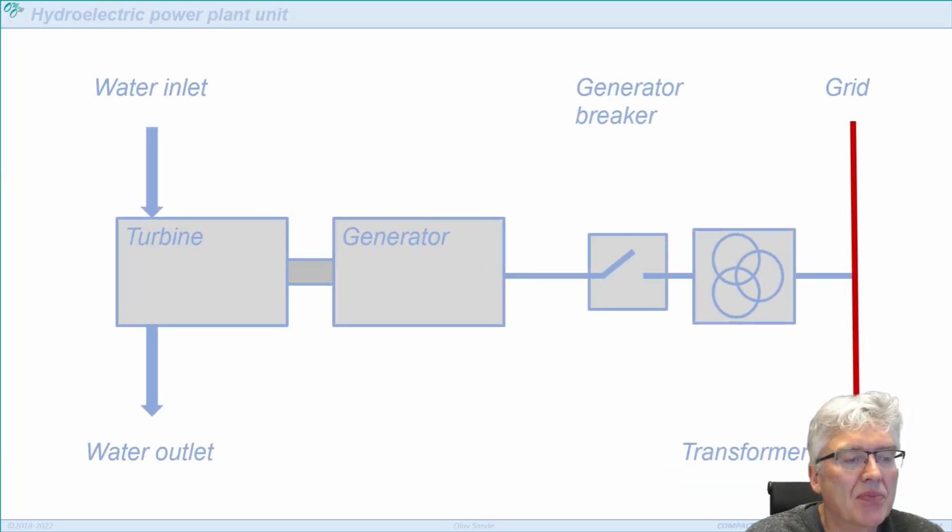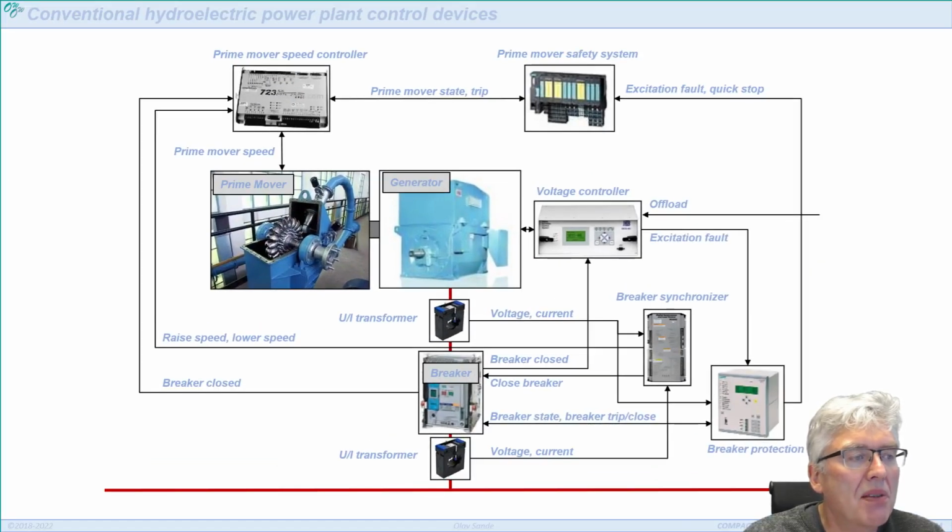First, if you look at the system structure, a small power plant consists of a prime mover, a turbine, a generator, a breaker, maybe a transformer, and a grid. And this system has to be controlled. Normally, a conventional plant uses a lot of devices to do this. They have speed controllers, like a Woodward speed controller, which might not be used in small power plants.